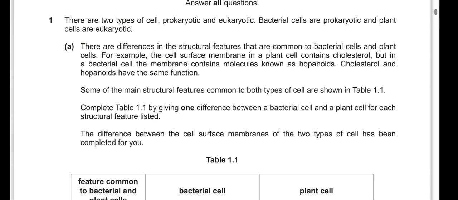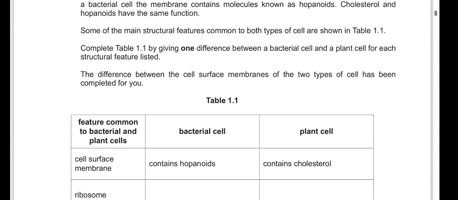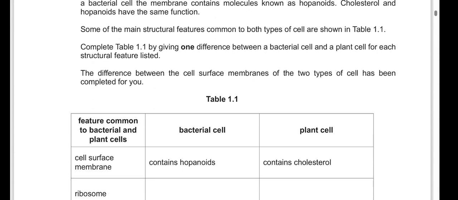Question number one, there are two types of cell, prokaryotic and eukaryotic. Bacterial cells are prokaryotic and plant cells are eukaryotic. There are differences in the structural features that are common to bacterial cells and the plant cells. For example, the cell surface membrane in a plant cell contains cholesterol, but in a bacterial cell, the membrane contains molecules known as hopenoids. Cholesterol and hopenoids have the same function. Some of the main structural features common to both types of the cell are shown in the table 1.1. Complete table 1.1 by giving one difference between a bacterial cell and a plant cell for each structural feature listed.